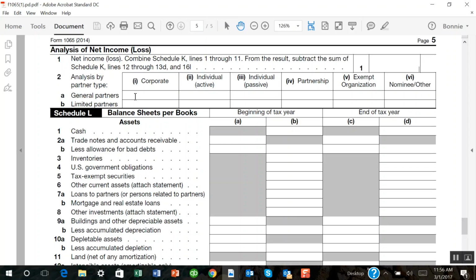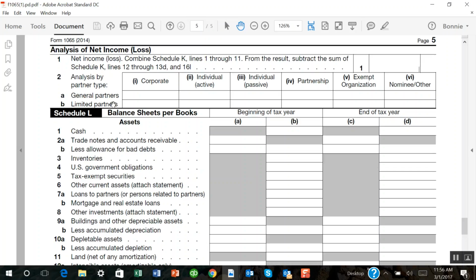Okay? Then here, when they say analysis by partner, you would say, okay, I have general partners and limited partners. I think I've asked you only to fill this out for Mark, not for everybody else. But if you have enough information, fill it out for everybody, okay?